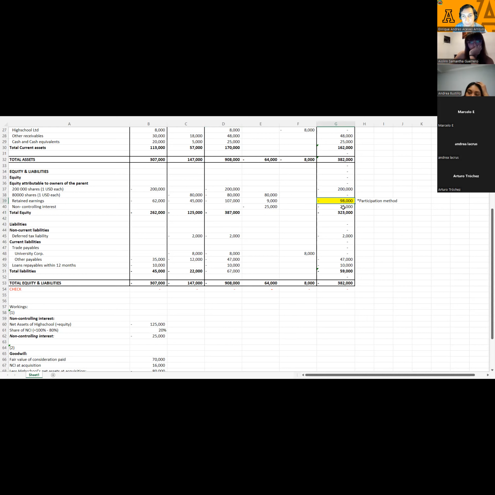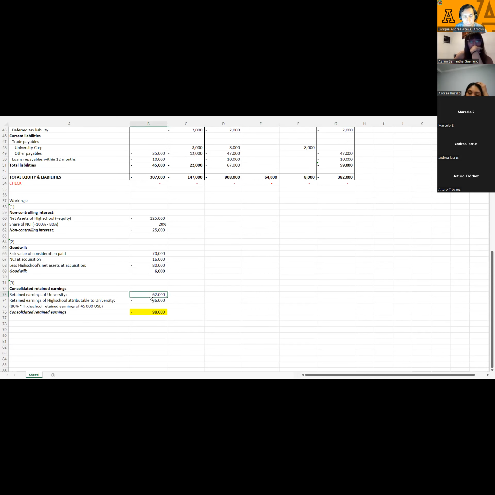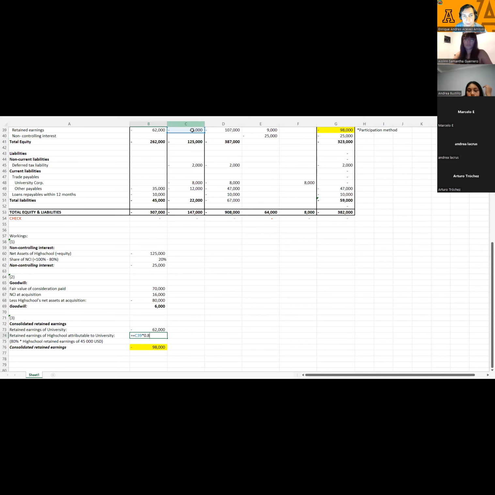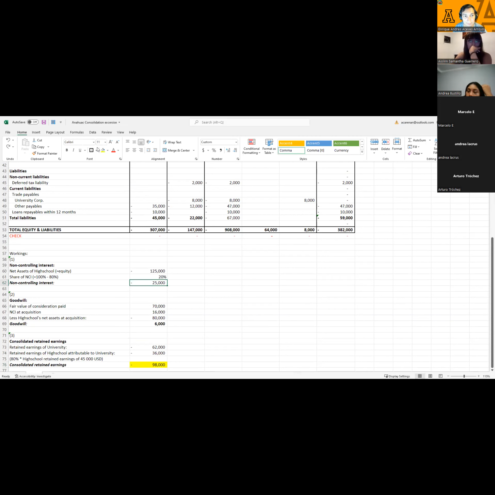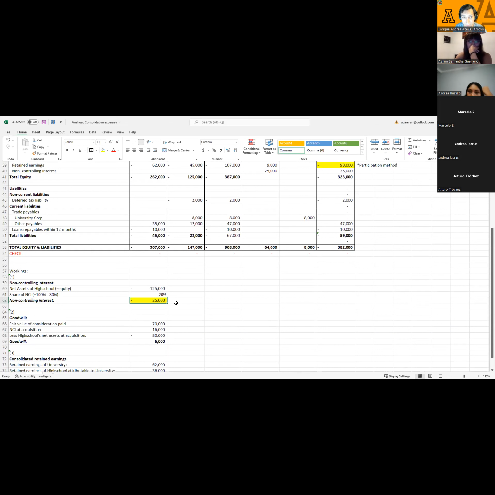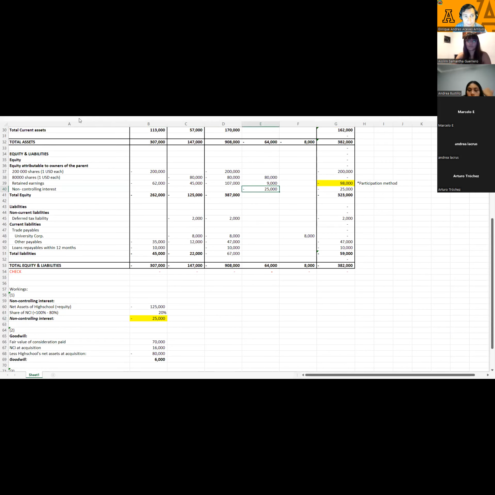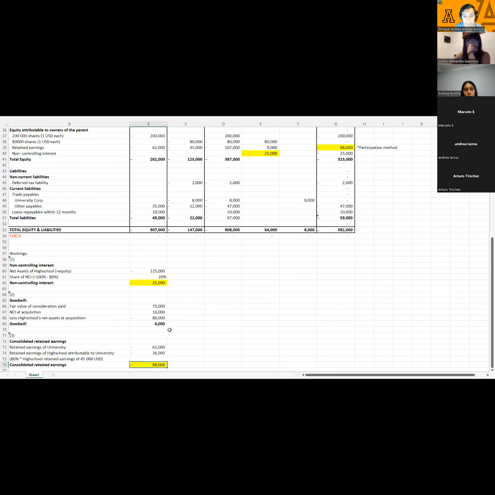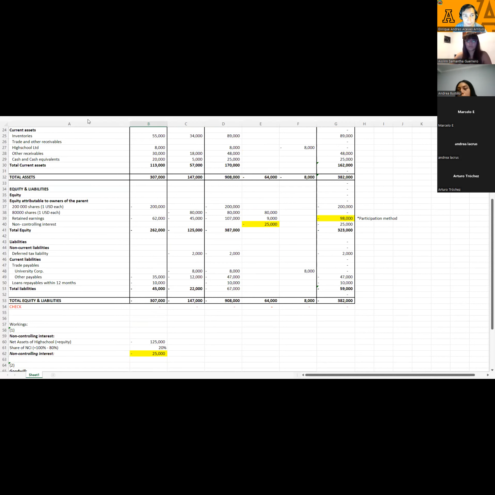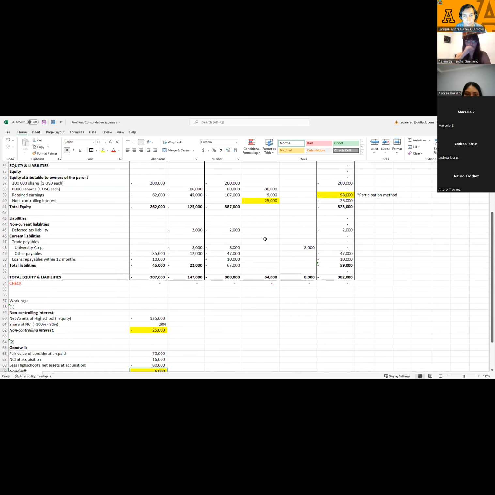How did we get this 98,000? The retained earnings from the university with the participation method of the retained earnings from the subsidiary. So, are this and this clear? The 45,000 negative? This 25,000 negative matches this. The 88,000 matches this, and the goodwill matches with the goodwill proportion, which is in here.